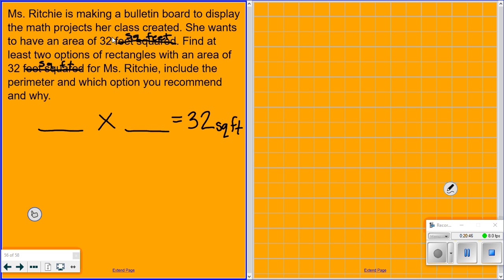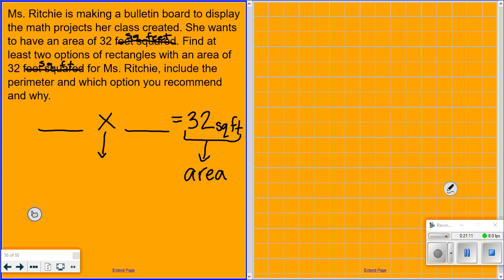We're writing this on the next blank page in your notebook. So I just said that there's a title. We're just writing blank times blank equals 32 square feet. We know that 32 square feet is our area. I'm asking something about that area.